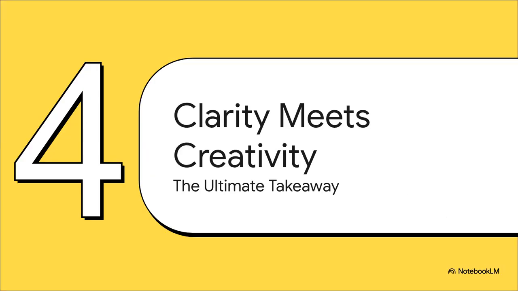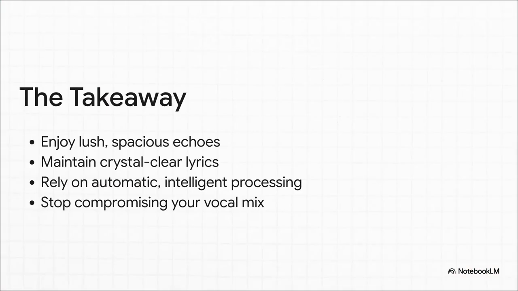So, when you put all of that together, what does it really mean for your music and your mixes? Well, it means you can finally stop making that old compromise. It's about getting the best of both worlds, things that used to fight each other. Look, the ultimate takeaway is this. You can finally have those huge, beautiful, spacious echoes that bring so much depth and emotion to a track, but you don't have to sacrifice a single word of the performance. You get to keep those lyrics crystal clear, cutting right through the mix. You can just trust the automatic, intelligent processing to handle all the tricky stuff, which frees you up to just be creative. It's pretty simple, really. You just don't have to compromise on your vocal mix anymore.